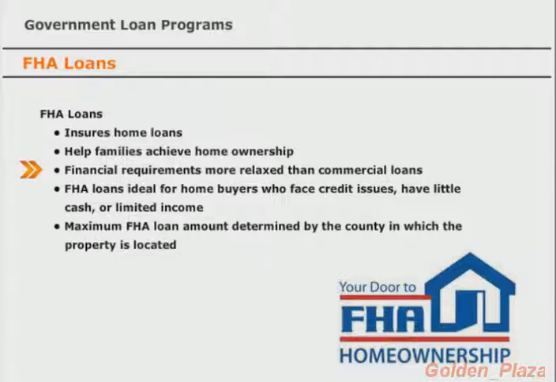Because FHA financial loans requirements are more relaxed than traditional commercial loans, more people are able to afford to buy homes. Home buyers who wish to take advantage of falling house prices but face credit issues, have little cash for a down payment, or are limited by their income may be able to finance their home with an FHA loan. FHA insurance makes lenders more willing to work with someone who might not completely fit their usual loan qualification requirements. The maximum amount for an FHA loan is determined by the county in which the property is located. Visit the FHA webpage to find the limit for your area.